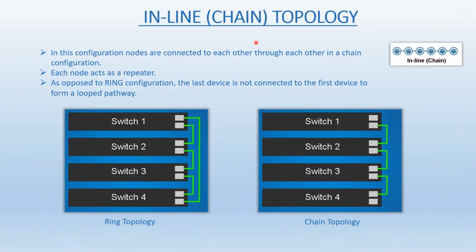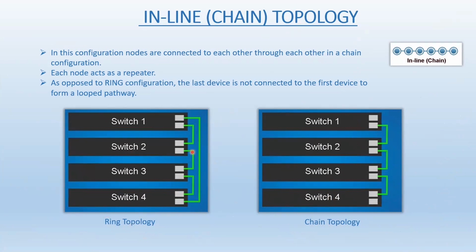Now, here's an inline or chain topology. In this configuration, nodes are connected to each other through each other in a chain configuration. Here's the symbol of that. These 4 switches are connected in a chain topology.